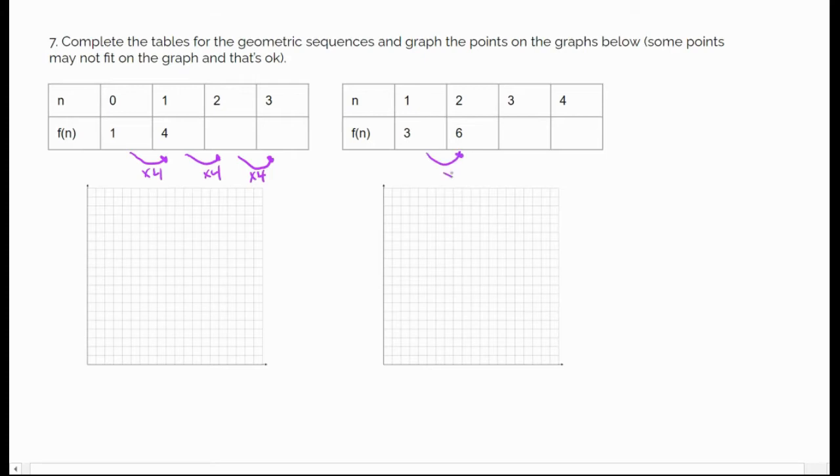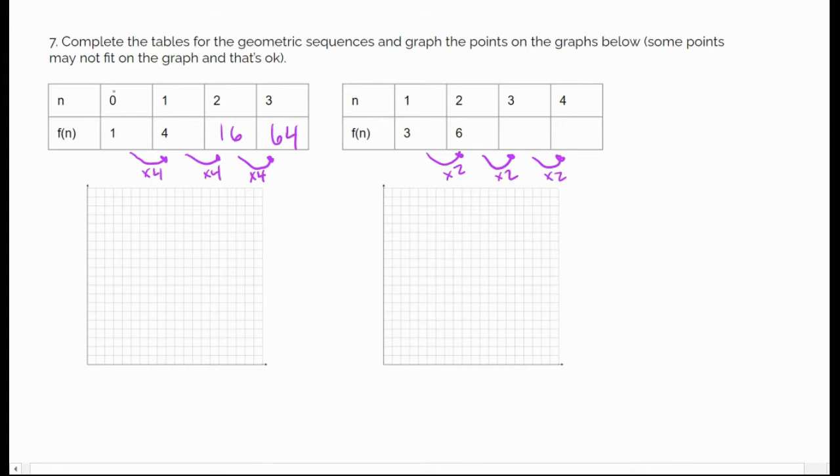In the second one here, to get from 3 to 6, I am not adding 3, I am multiplying by 2, because, again, geometric. So completing these tables, 4 times 4 is 16, 16 times 4 is 64, table completed.